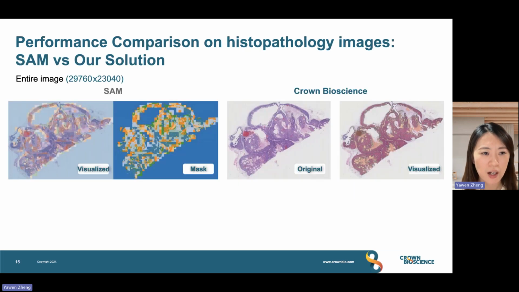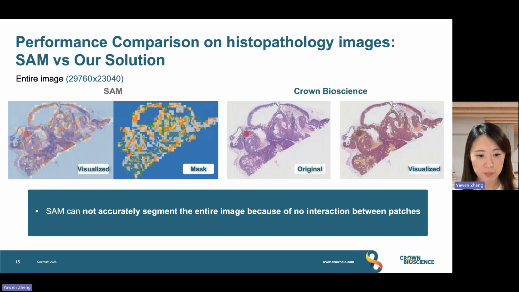So we map the single patch onto the whole image. We can see that SAM does not perform well. We assume that this is because there is no interaction between the patches. So the next step is how we let the patches communicate with each other, and we believe that if we can achieve this, the performance of SAM can be improved a lot on our images.